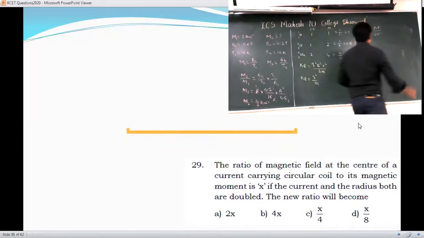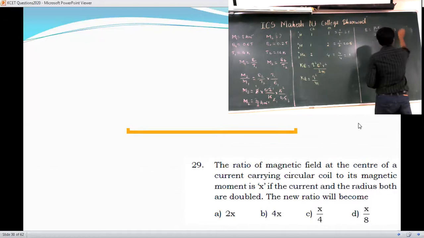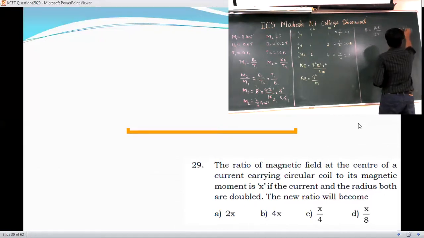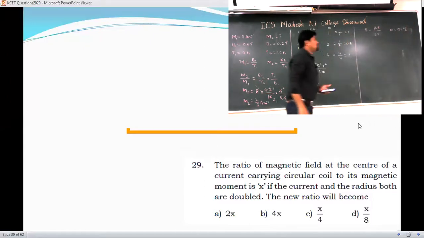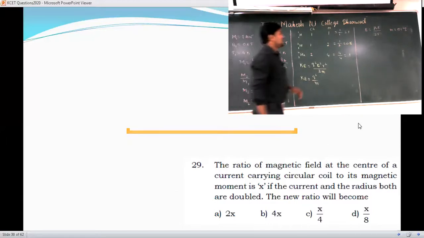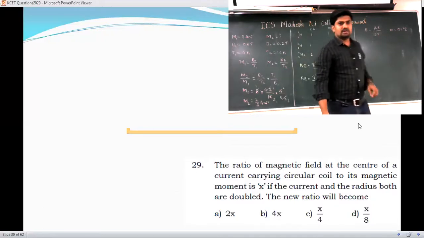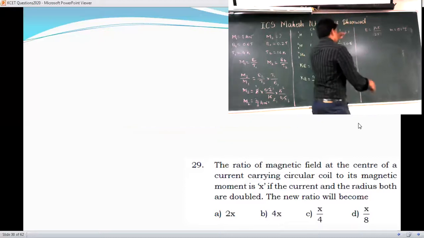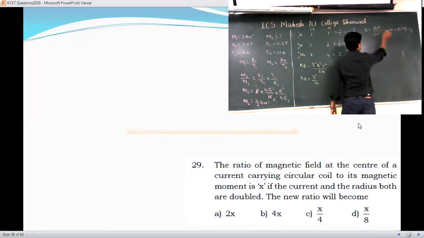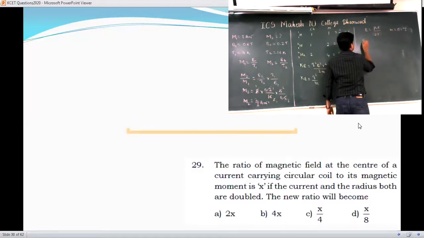Next, they have given the magnetic moment. The magnetic moment will be m is equal to pi r square into I. So they have asked you to calculate the ratio of that. New values they have given: when the current and radius are doubled, they are asking you to calculate the new ratio there. So first we will check the ratio you get here.